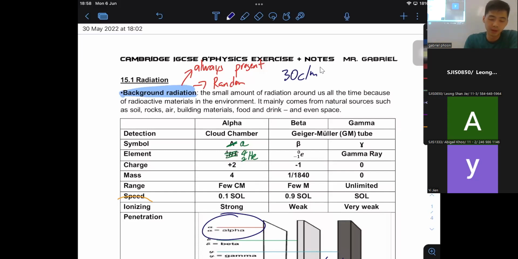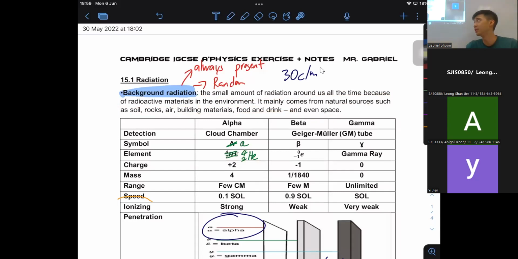If you look at the statement here, it says that the small amount of radiation around us at all times is because of the radioactive material in the environment, okay? It may come from natural sources such as the soil or the rocks, the air, the building materials, food and drinks, and even outer space. Outer space is the cosmic rays that are consistently beaming down onto Earth.